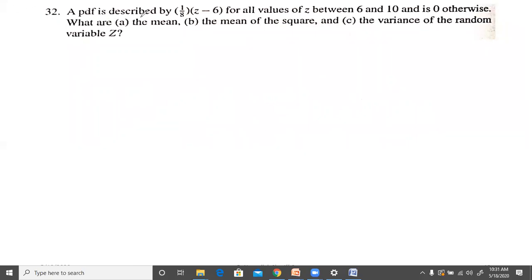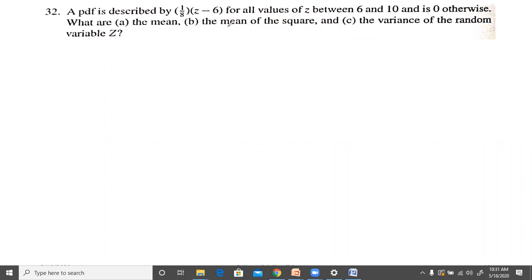This is given as a PDF described by 1 by 8 (z minus 6) for all values of z between 6 to 10 and 0 otherwise. Really speaking, he need not have given you 1 by 8. He could have given you c into (z minus 6) for all values of z between 6 to 10. We have to find the value of c in the similar way which we found earlier. Then you'll definitely get 1 by 8. But however, he has given you 1 by 8, so nothing to worry. He has given you the range 6 to 10, and it is 0 otherwise.